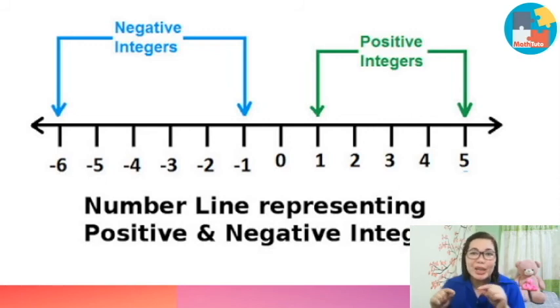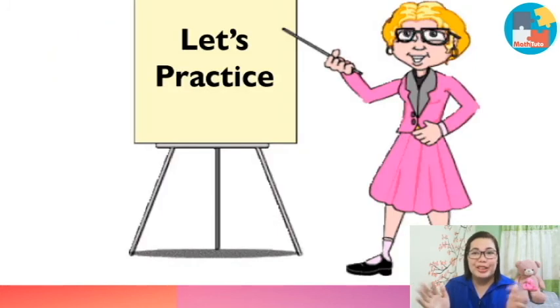But actually, 0 is neither positive nor negative. Again, si 0, dili siya negative, dili pod siya positive. Dili pod siya pwedeng tawgon nga neutral. So, dili siya neutral. 0 is just 0. But we can define negative integers and positive integers through 0. So, we may say, negative integers are integers that are less than 0. Positive integers are integers that are greater than 0. Okay? So, 0 is neither positive nor negative. I hope that you learned something.